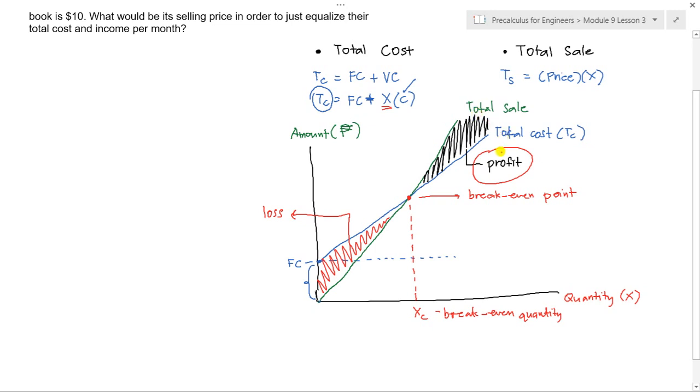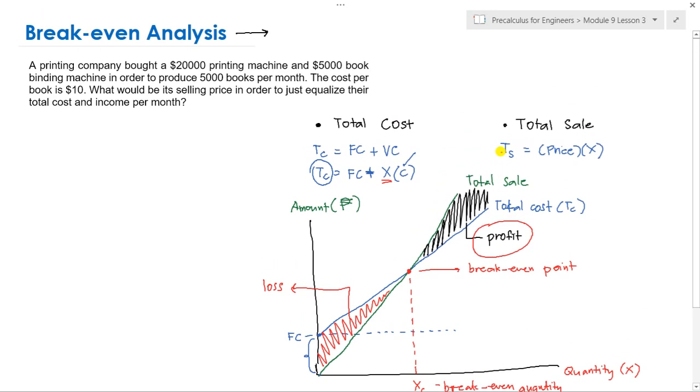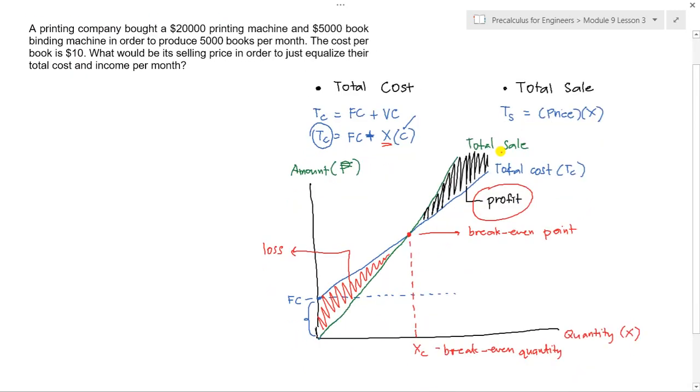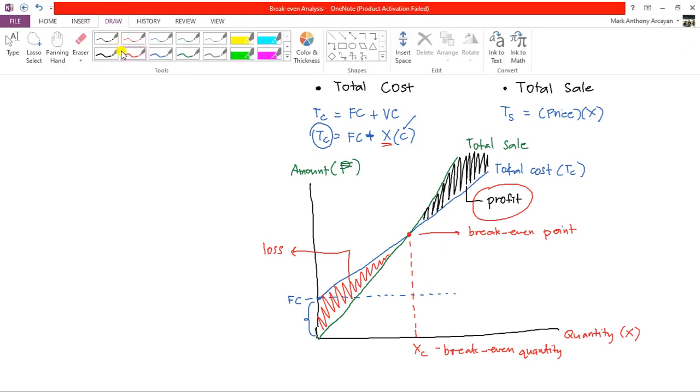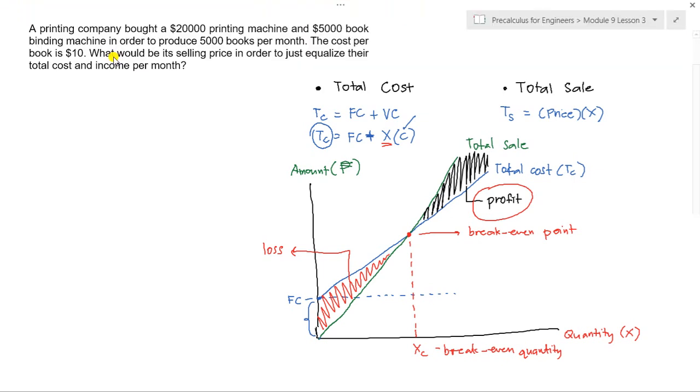So why are we studying this? In break-even analysis, we apply simultaneous equations. Why? Because in this particular application, how many equations are involved? We have two, total sale and total cost. So we have here two equations.